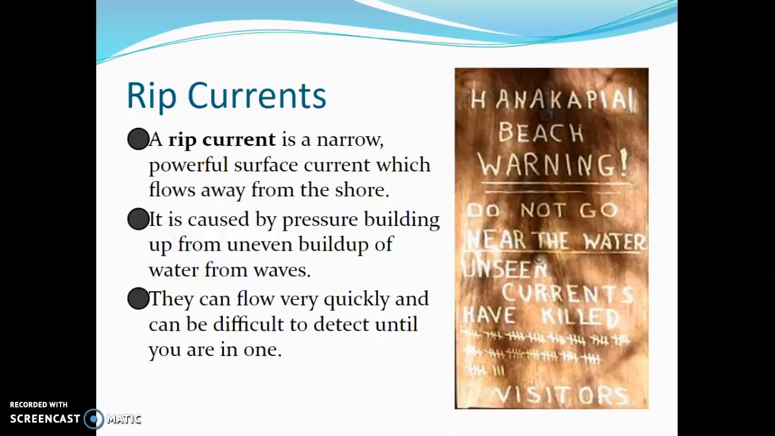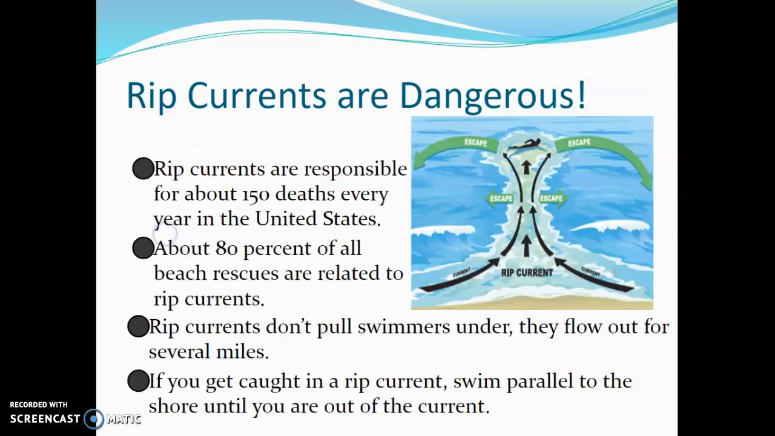Now, there's something called a rip current. A rip current is a narrow, powerful surface current which flows away from the shore. It's caused by pressure building up from uneven buildup of water from waves. They can flow very quickly and can be difficult to detect until you're in one. And again, it goes away from the shore.